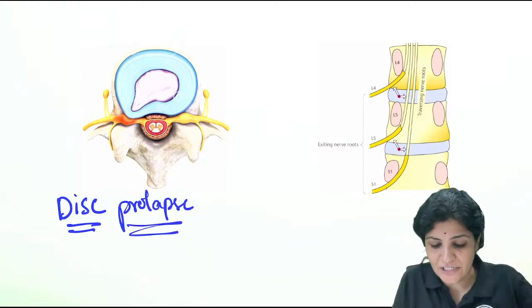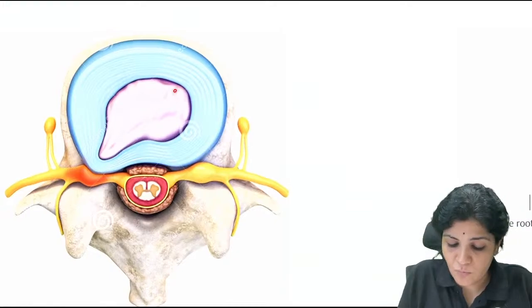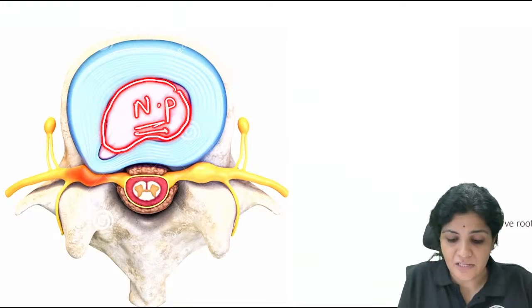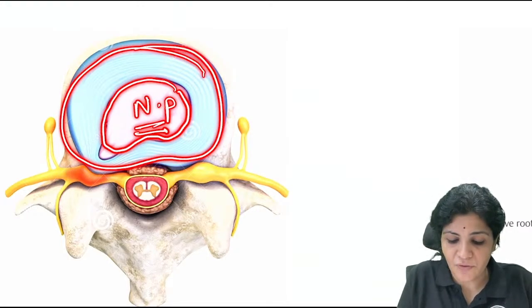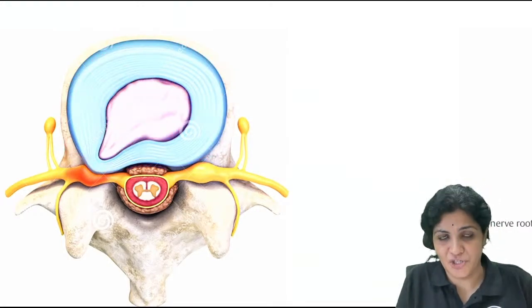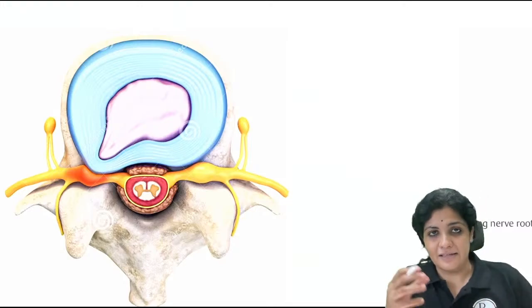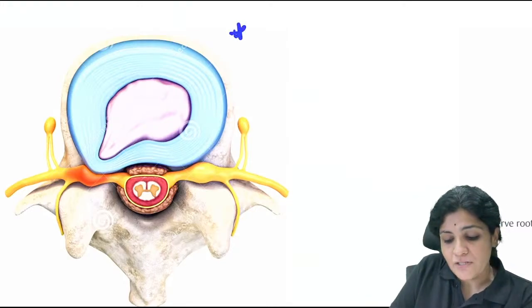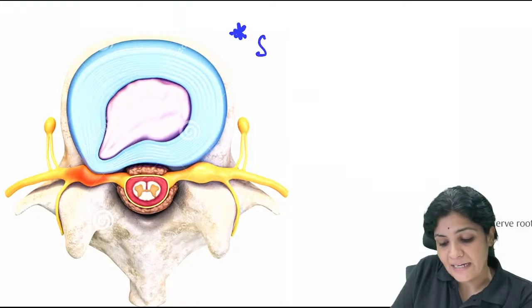So what is a disc actually? If you see the disc, this is the nucleus pulposus. This is a remnant of the notochord, and it is being covered by the annulus fibrosus. This is a cartilage, and it is a ring-like structure which is protecting the nucleus pulposus. The purpose of the discs is that they act as shock absorbers, right?